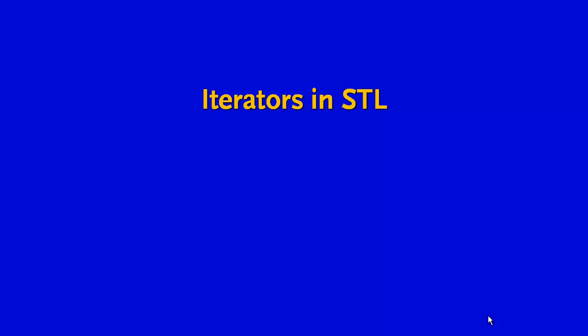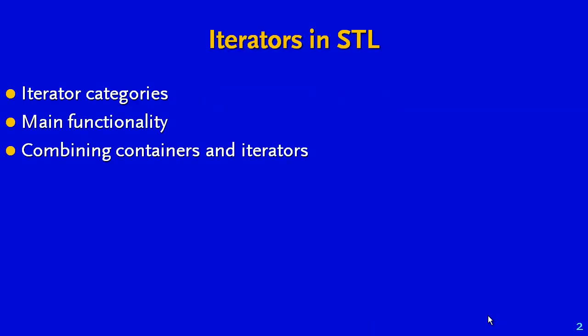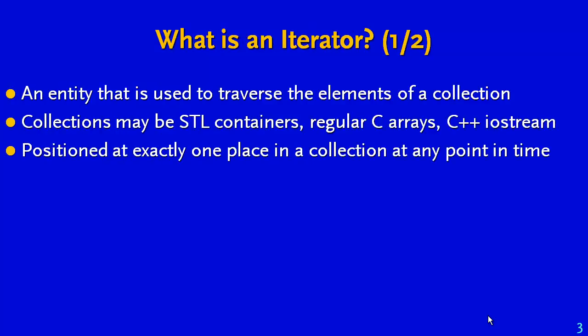So let's start. The categories, the main functionality, and integrating or combining containers and iterators. So what is an iterator? An iterator is an entity, an object, which will allow you to access and traverse the elements of a collection. So you've got a vector, you want to get the values from it and read from the beginning to the end of the vector, possibly whatever.